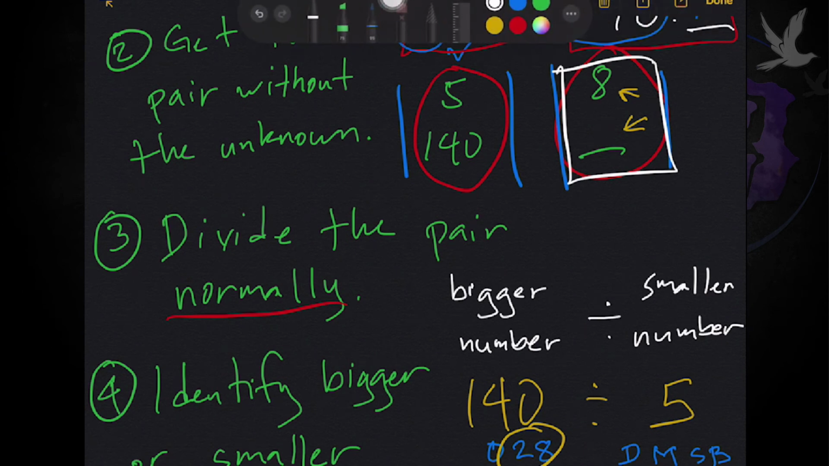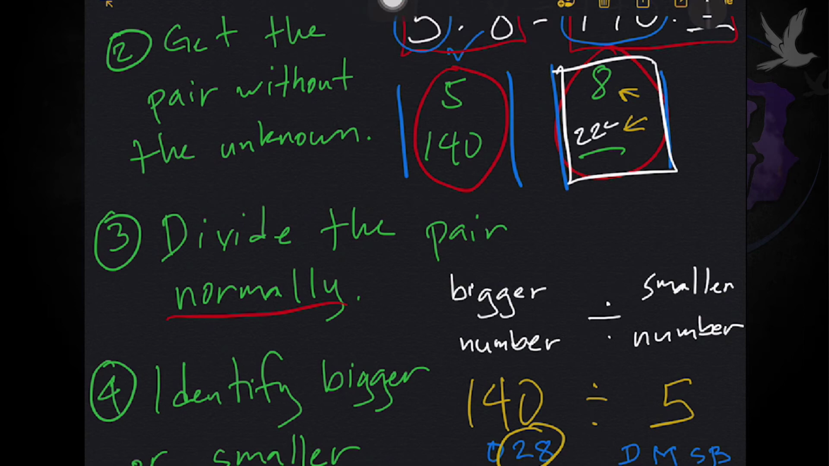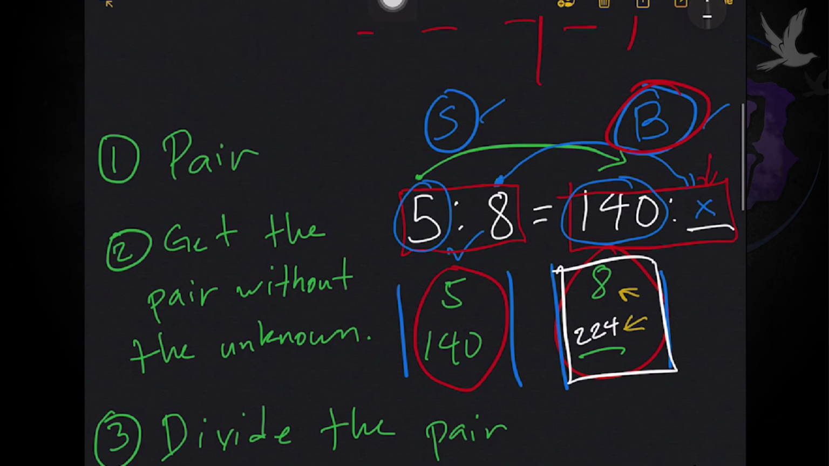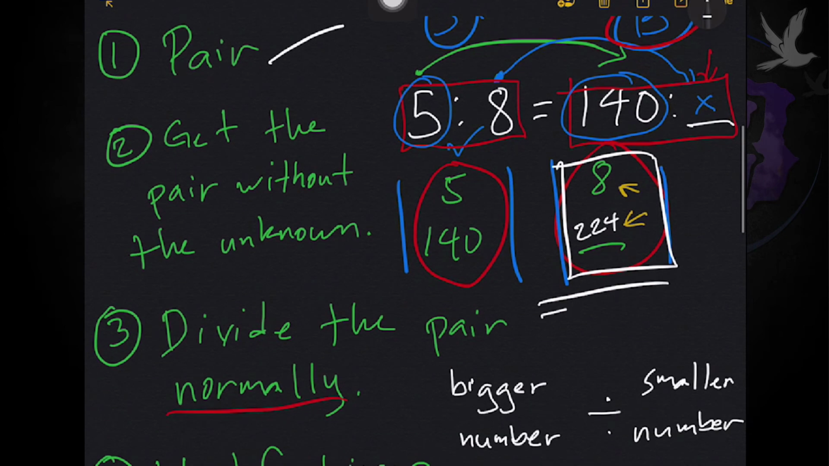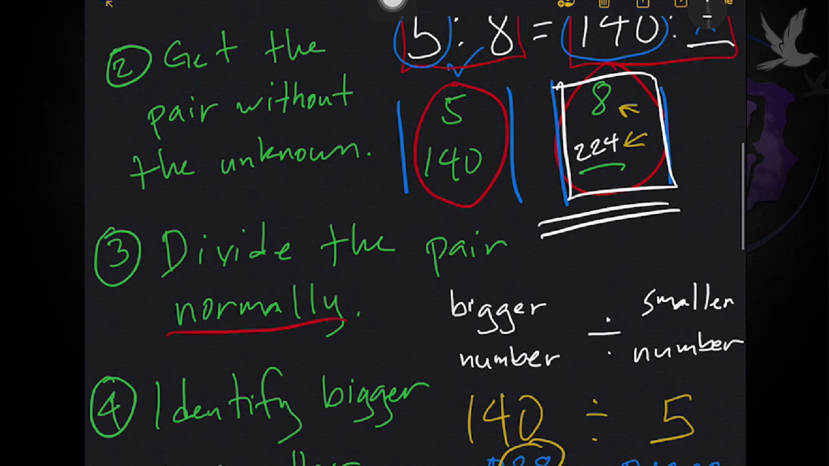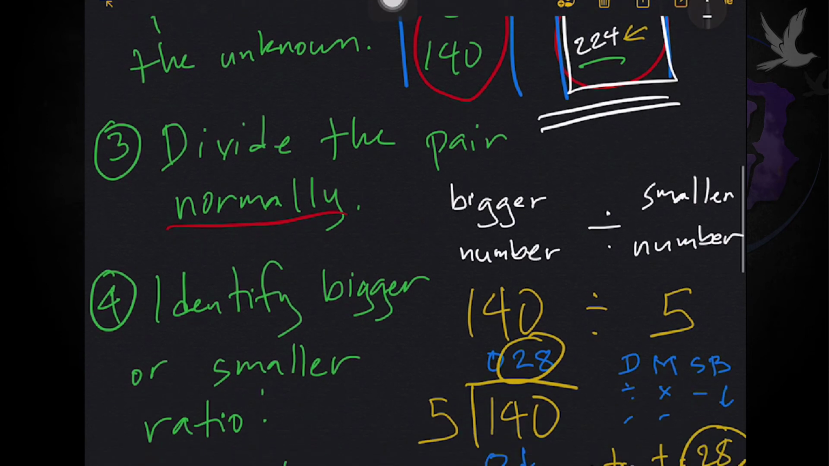So, our answer here is 224. Again, first things first is to pair. Pair muna para alam nyo anong gagawin. Next is get the pair without the unknown. So, identify nyo yung walang unknown, sorry. Without the unknown. Then, all you have to do is to divide the pair normally.